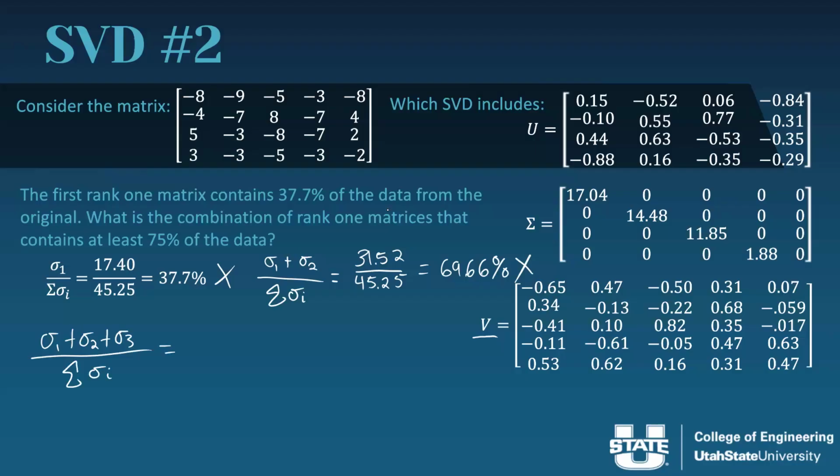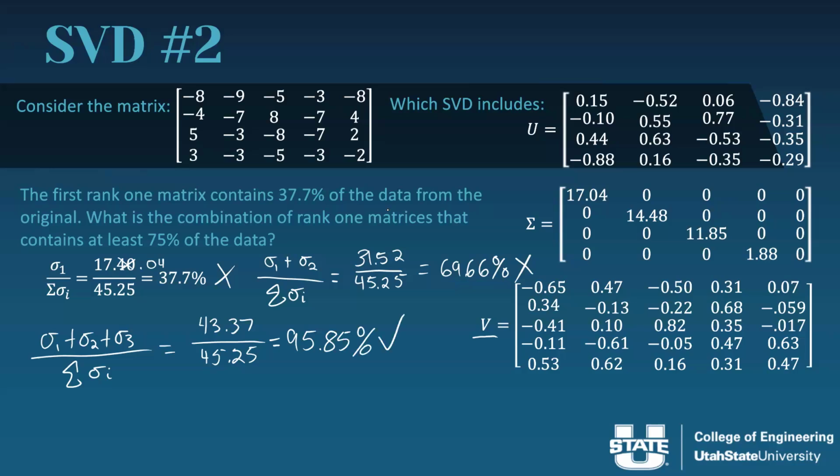And we get 31.52 plus, what's the next one? 11.85. We get 43.37. I think this one will do it. Yeah, there's 17.04 and then there's a 17.4. Is that? Oh yeah, that's a typo. Yeah. And when we do that, we get 95.85%.